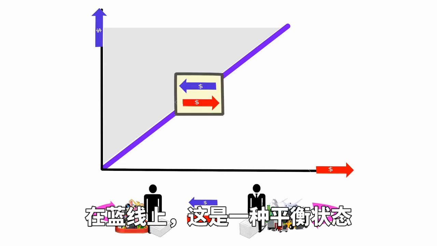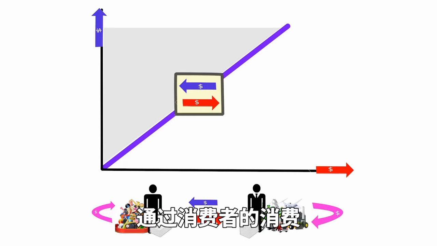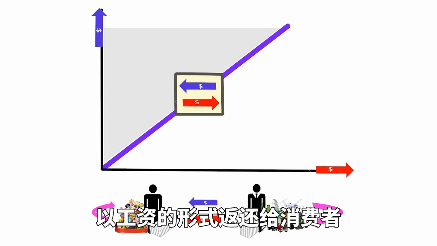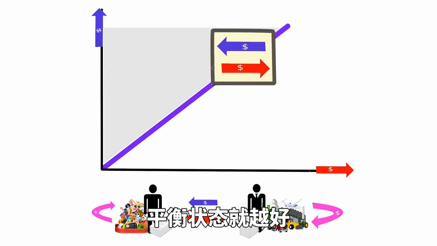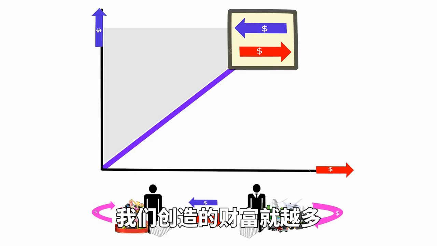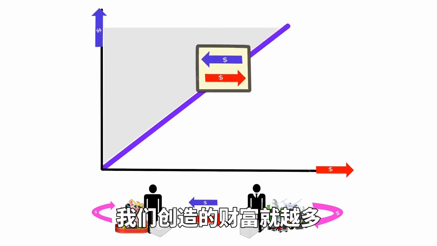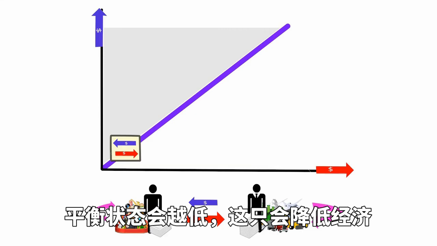On the blue line, it is a balanced state where all the money earned by the rich through the spending of the consumers returns to the consumers as salaries. So the more money in the system, the higher the balanced state on the line, the more dynamic the economy and the more wealth we produce. And the lower the amount of money in the system, the lower the balanced state, and the slower the economy.